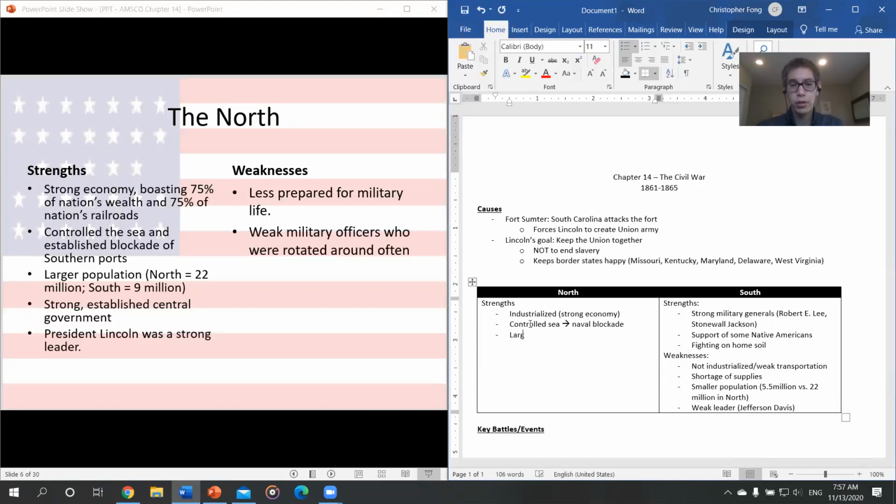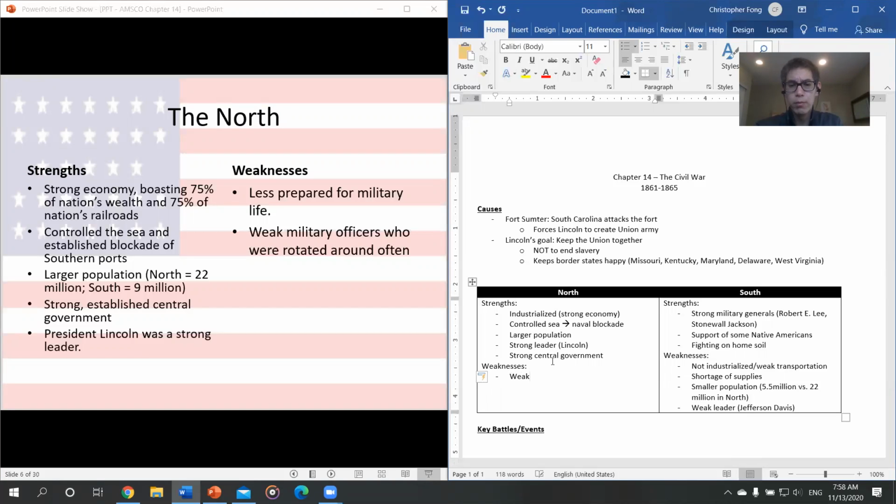They also have a larger population. They have a strong leader in Lincoln. And they also have a strong central government. Which, again, if you're fighting a war, if you need to coordinate movements and manufacturing across the entire country, having a strong central government is important.